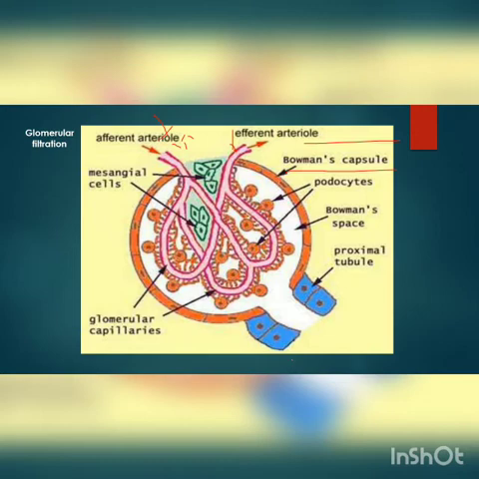So what happens in myogenic autoregulation? A rise in blood pressure should normally increase the blood flow through the glomeruli.